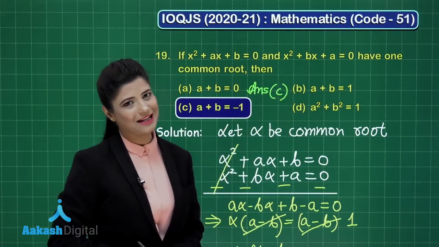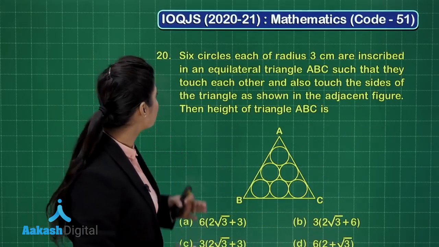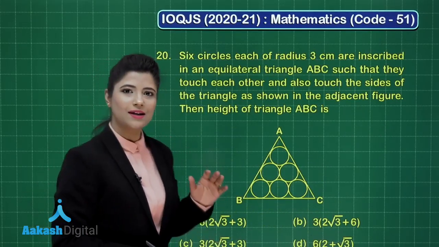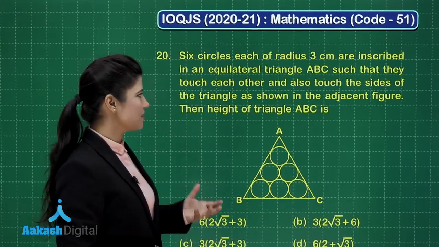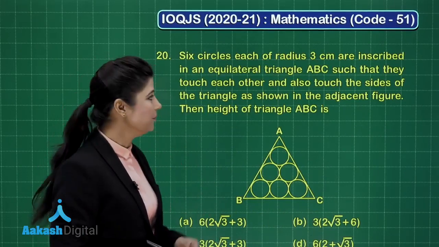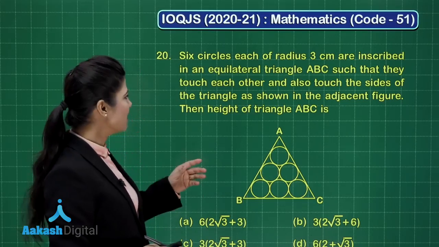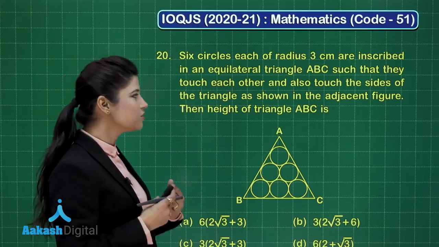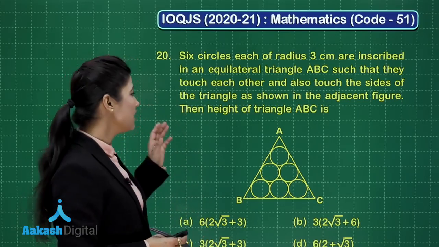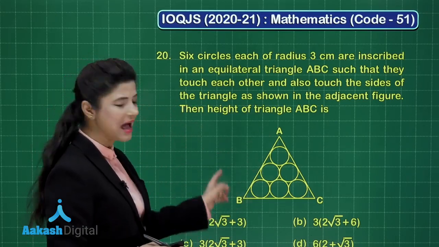Let's move ahead to our next question. Here we have the next question, question number 20. Here it states 6 circles, each of radius 3 centimeter, are inscribed in an equilateral triangle ABC such that they touch each other and also touch the sides of the equilateral triangle as shown in this adjacent figure.